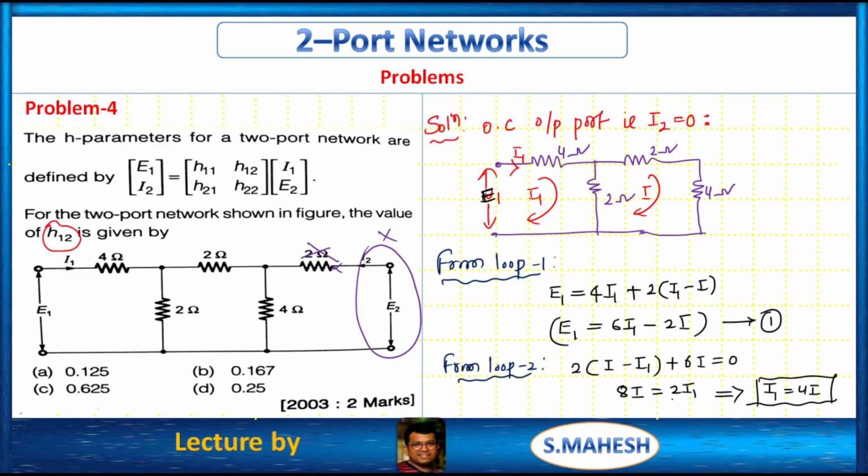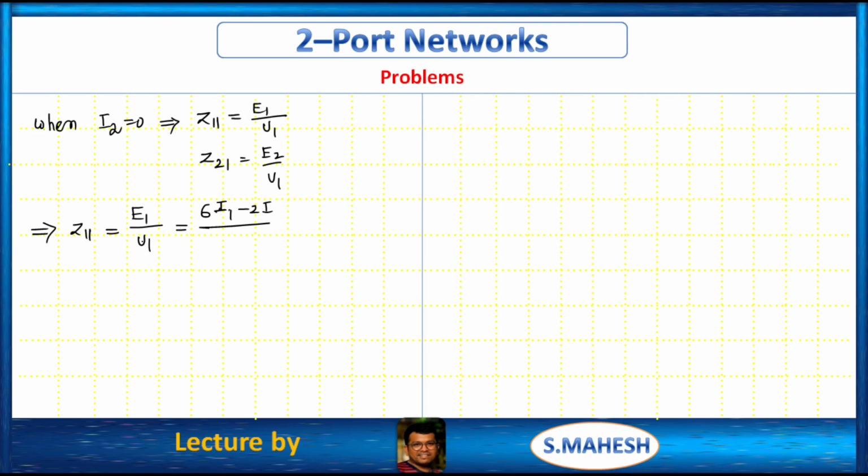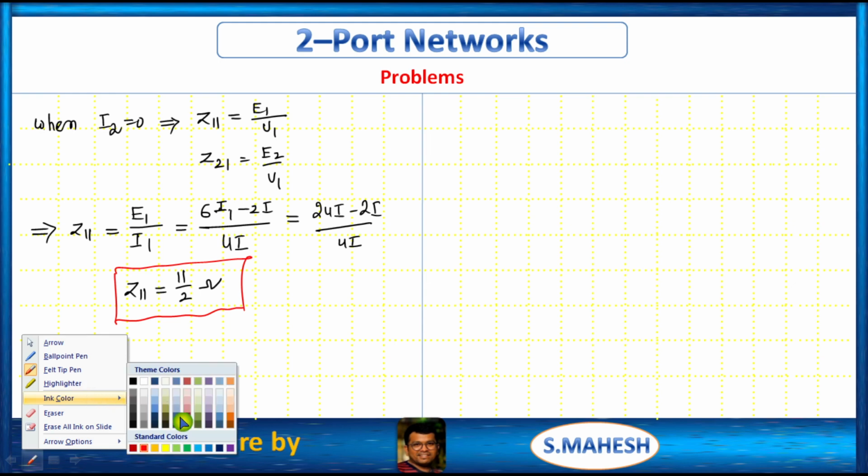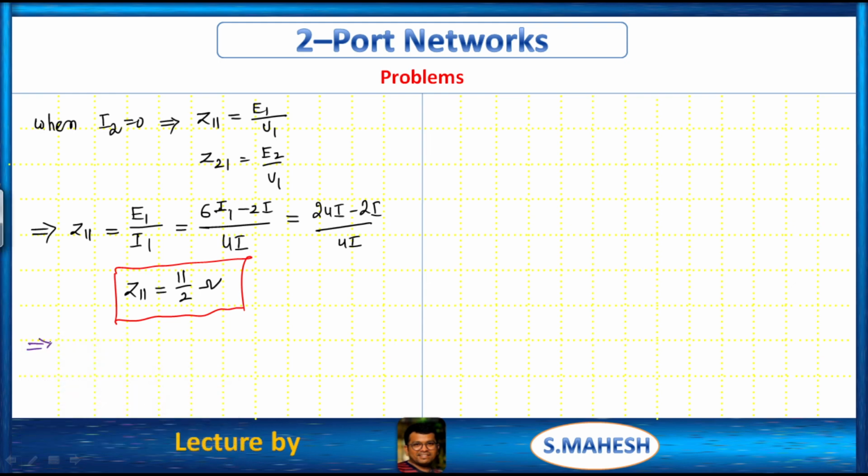Sorry, I1, right? I1 is 4I. We all know that I1 is nothing but 4I. So this is (24I minus 2I) by 4I. Therefore Z11 equals 11 by 2 ohms. So from this we have Z11 as 11 by 2 ohms. Clear.